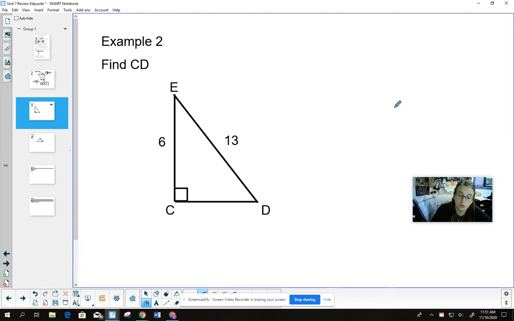So once again, use your cheat sheet. Figure out which tool we are using. Go ahead and try the whole thing. Okay, find CD, and I don't have an angle to use. This is Pythagorean Theorem. I'm going to go ahead and write the whole thing anyways.